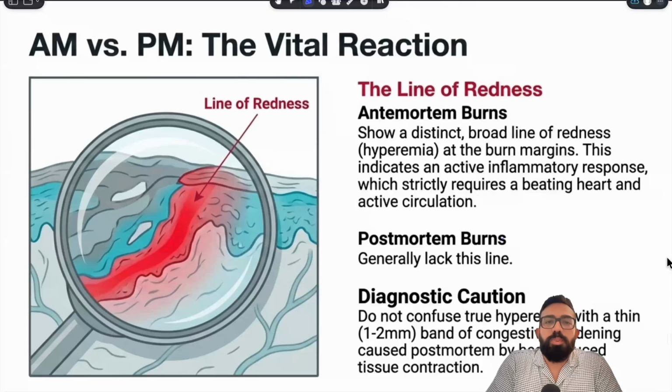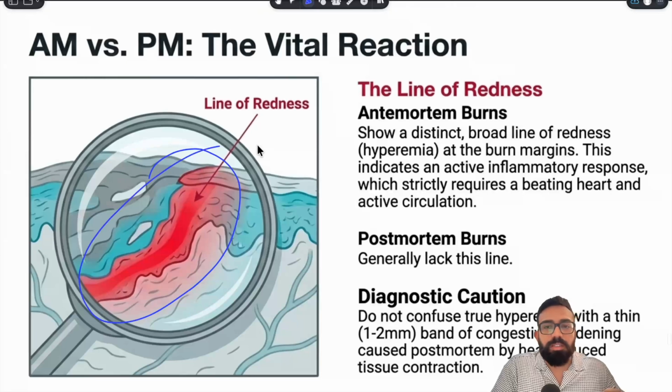The most important thing is that in antemortem burns, there is something called the line of redness. The line of redness is most characteristic of antemortem burns. I have shown you images of the line of redness also, and it shows that there is an active inflammatory response, which means that the person was alive and active circulation was there.